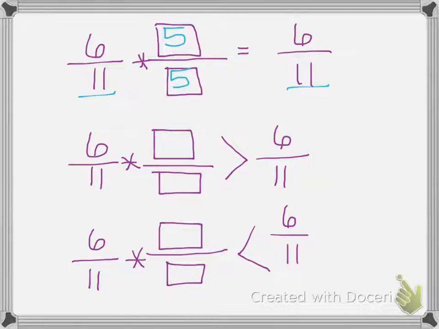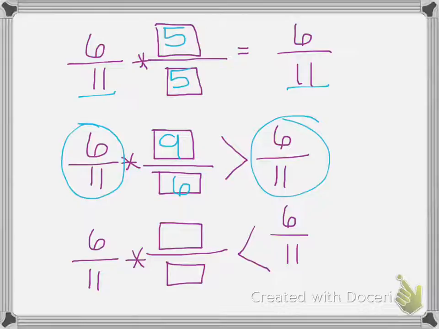The second one says 6/11 times blank is greater than 6/11. If we want this number to be greater than this number, we have to multiply it by a number that is greater than 1, which means my numerator has to be greater than my denominator. So I'm going to pick 9/6.